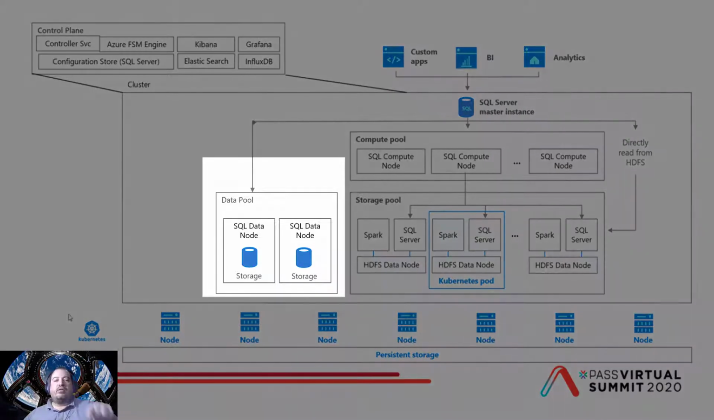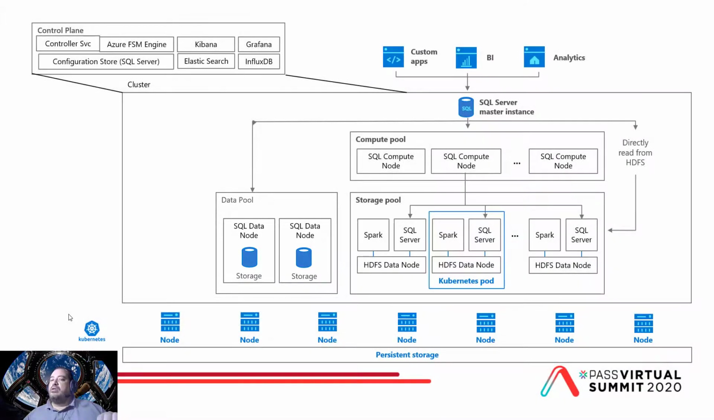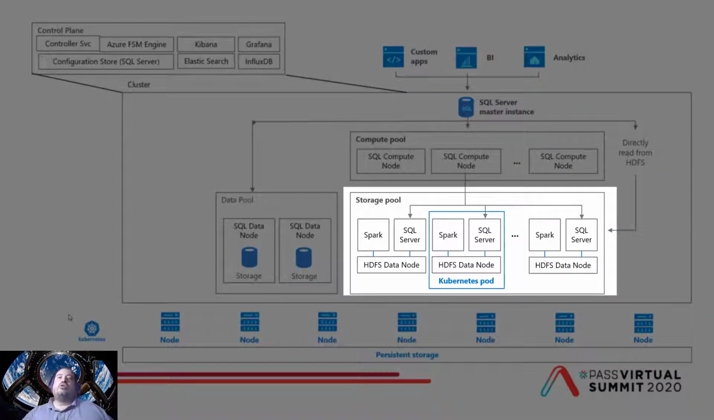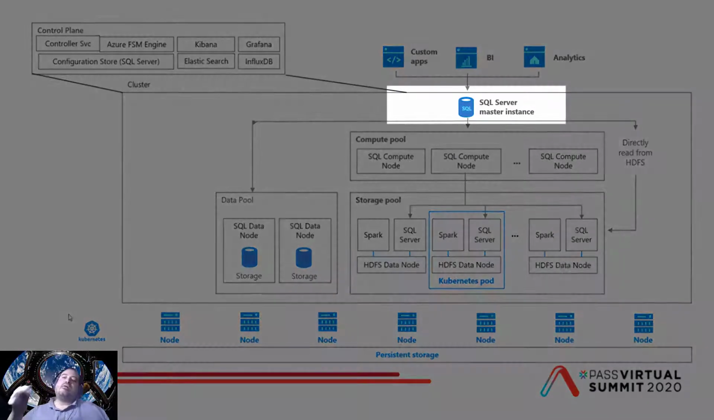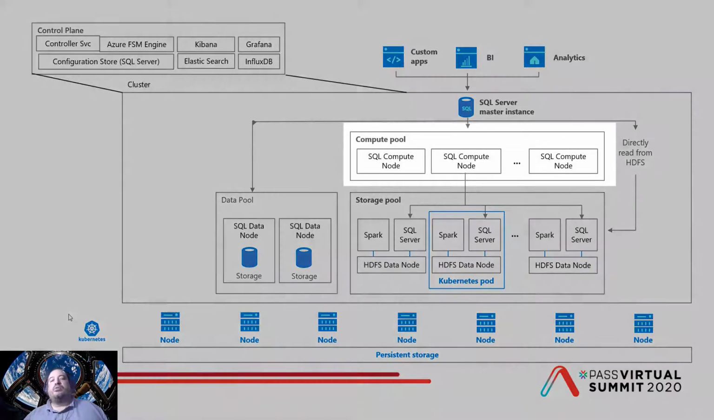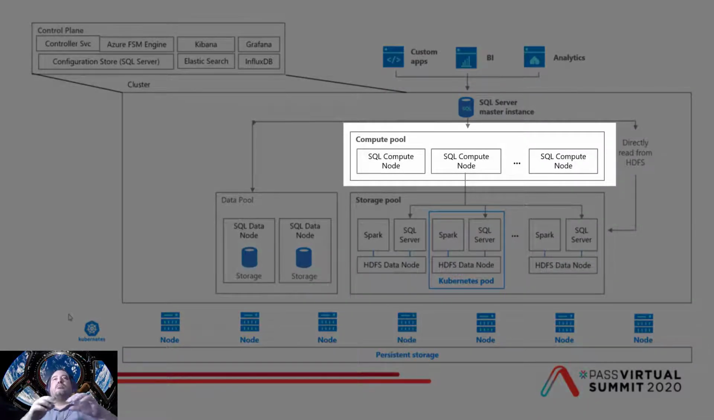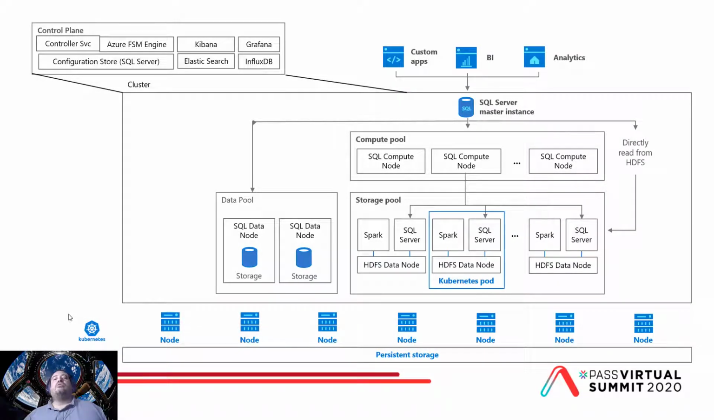Simple. We have the data pool to host data houses. We have the storage pool to host data lakes. And we have the master instance to be the entrance point, the start point to reach this data, and the compute pool to break down processing over this data. So this is how the big data cluster works with a data lakehouse.